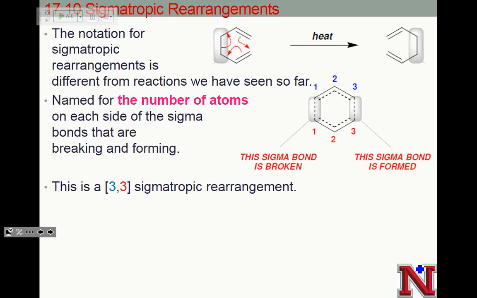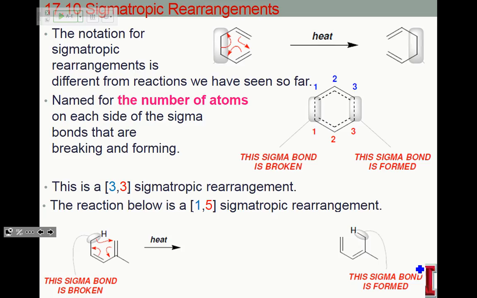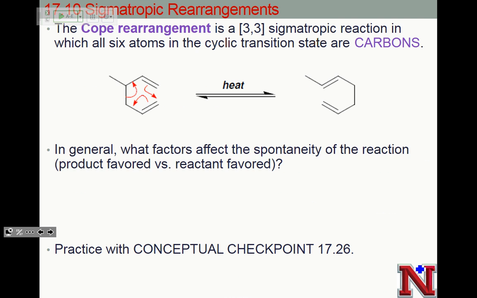Now notice I said atoms. This might contain an oxygen, it can contain nitrogen, so it's just the amount of atoms that are in each side of the bond being broken and formed. So for example, this one is a 1,5 sigmatropic rearrangement. The bond being broken is this carbon-hydrogen bond. The bond being formed is this carbon-hydrogen bond. So we have 1 atom on one side of the bonds being broken and formed, and then we have 5 on the other. So this is a 1,5 sigmatropic rearrangement.